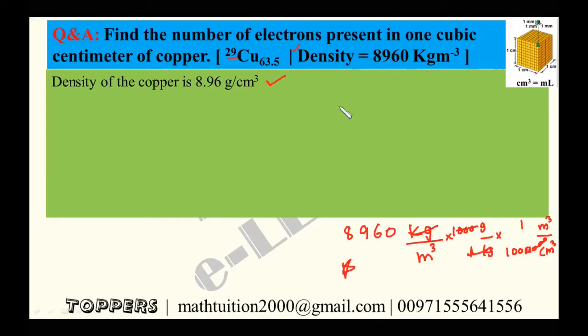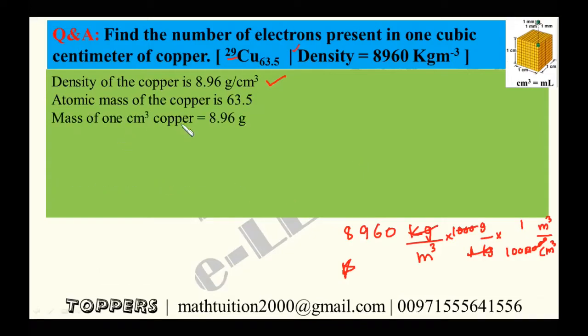Okay, let us do. So atomic mass of copper is 63.5. That means it is the molar mass. Atomic mass and molar mass are the same. Mass of 1 cm cube copper is 8.96 gram. That is the density. Density means what? Density rho or d is mass by volume. In unit volume, how much mass? That is density. Here we have taken unit volume as centimeter cube. So 1 centimeter cube has 8.96 gram. So mass of 1 centimeter cube of copper is 8.96 gram.